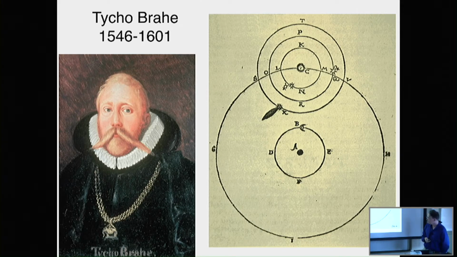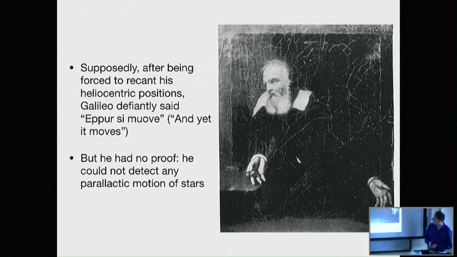And so it's said that when Galileo was before the Inquisition and he had to recant his heliocentric positions towards the end of his life, supposedly he muttered under his breath, a dangerous thing to do in front of the Inquisition, "Eppur si muove," apologies for my Italian, "and yet it moves," that he had not truly abandoned his beliefs.